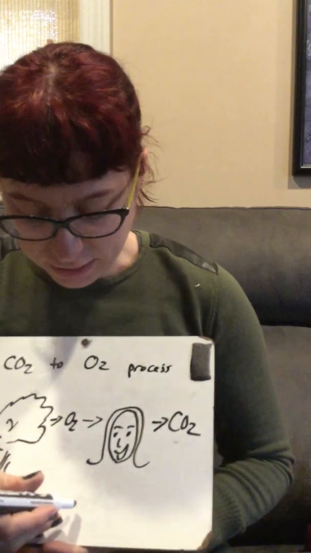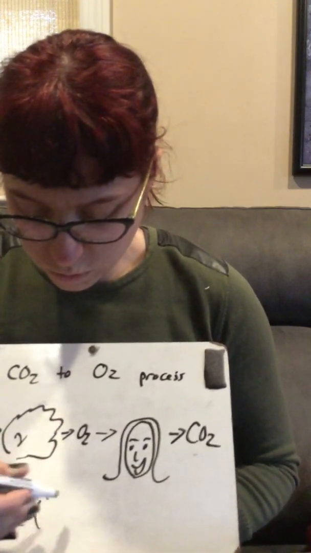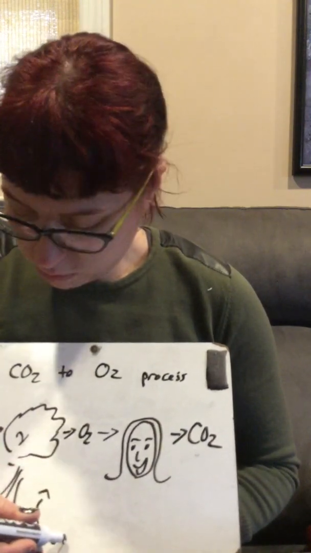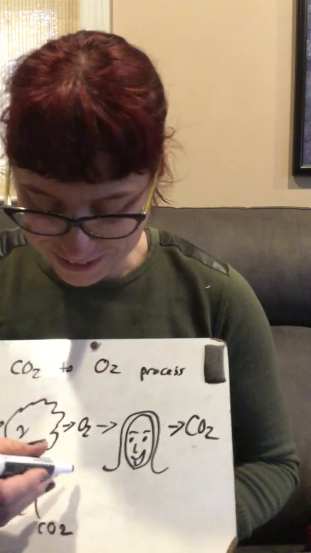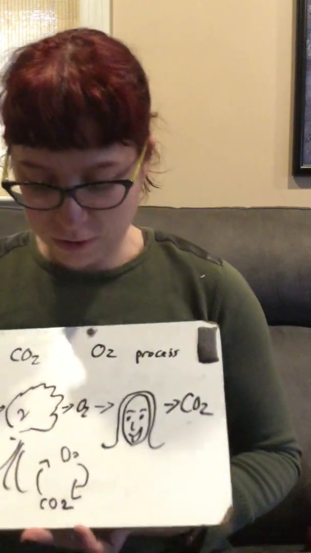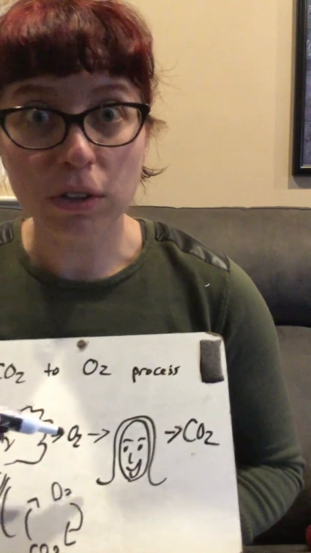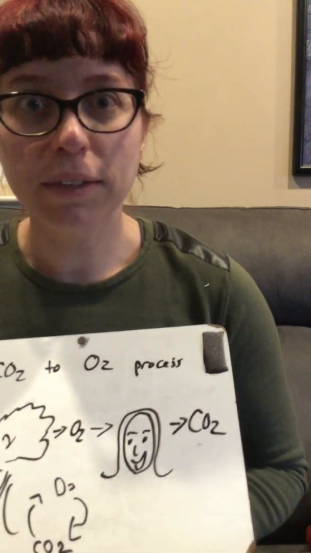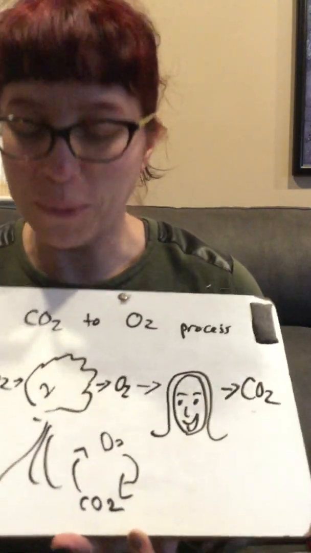And it kind of has a little circle of CO2. Why is that so hard to do upside down? CO2 to oxygen and back to CO2. So if we didn't have the plants, we wouldn't have oxygen. But if the plants didn't have us, they wouldn't have CO2. So we need each other. It's kind of really cool.